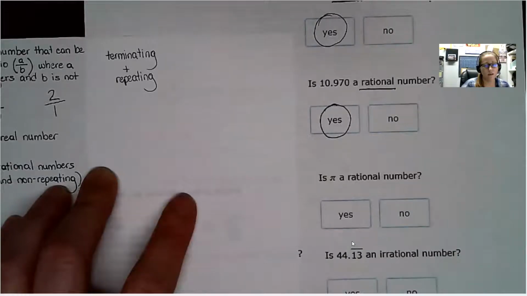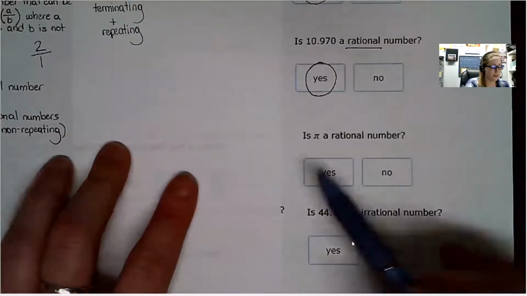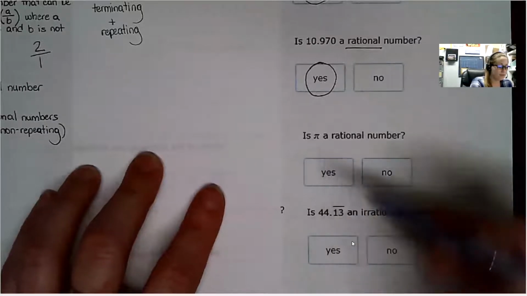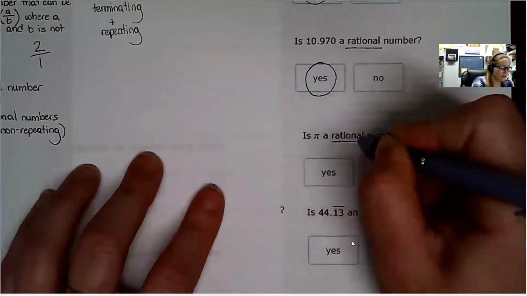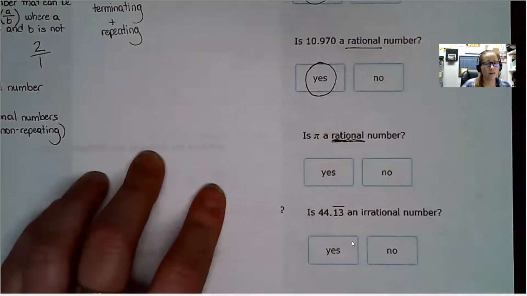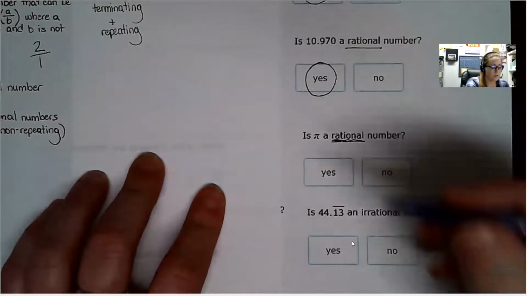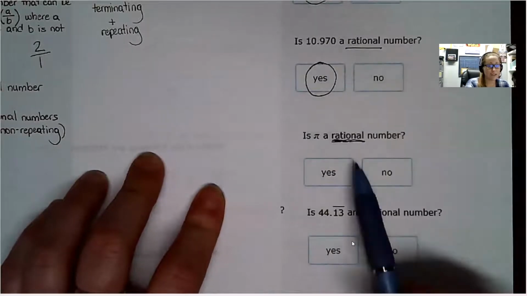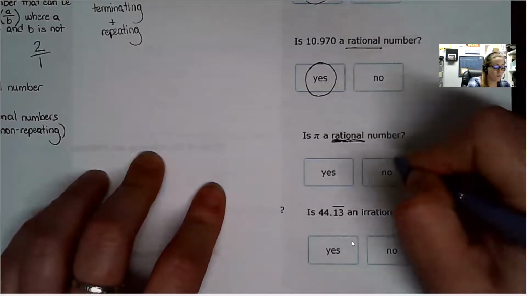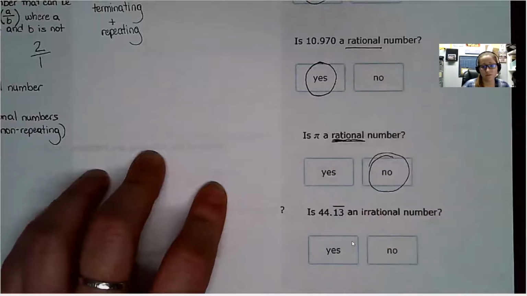Okay, what about this one down here? And this is the symbol for pi. We want to know, is pi a rational number? However, when you consider that we've talked about pi before and pi is an irrational number, we would say that the question is asking us if pi is rational. So we would say, no, it is not rational.